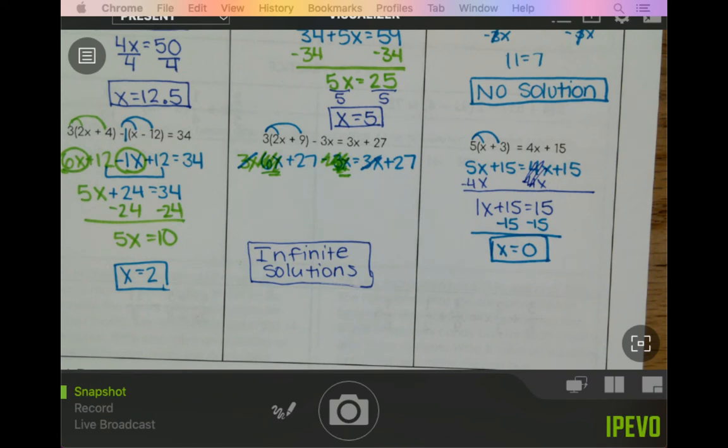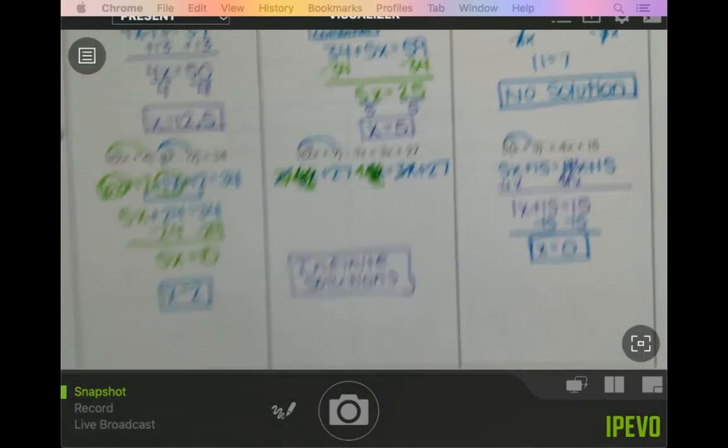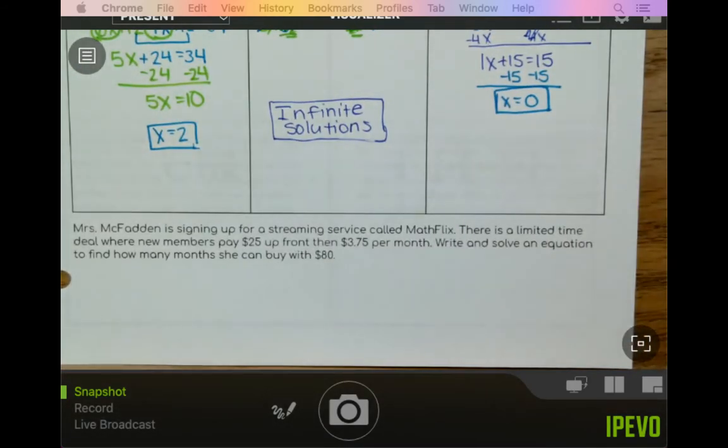Okay, and then I'm going to kind of go a little bit slower on setting up the equation for this word problem at the bottom, and then I'll solve it pretty quickly. I am signing up for a streaming service called Mathflix. There is a limited time deal where new members pay $25 up front and then $3.75 per month.